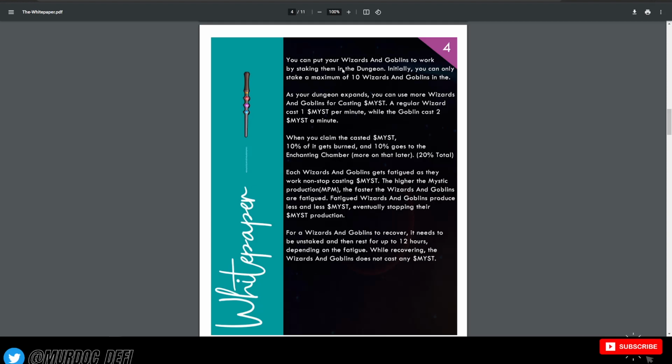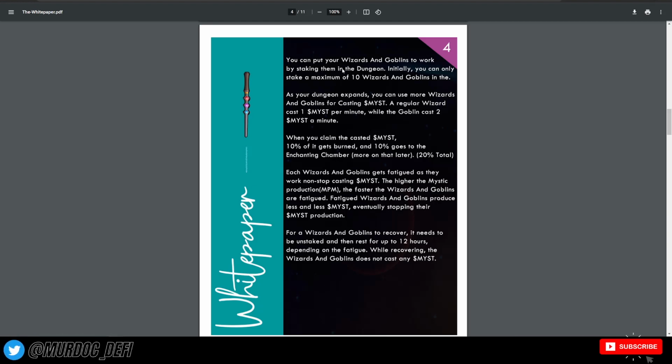Half of that is burnt, right? So that is good as well, a deflationary mechanic. Each wizard and goblin gets fatigued as they work nonstop casting mist. The higher the mystic production, or MPMs, the faster the wizards and goblins are fatigued. So this is another important mechanic to pay attention to and make sure that you understand how it works.